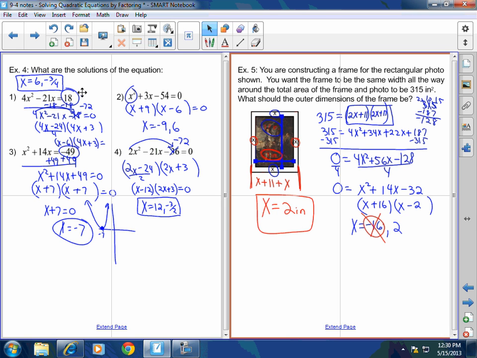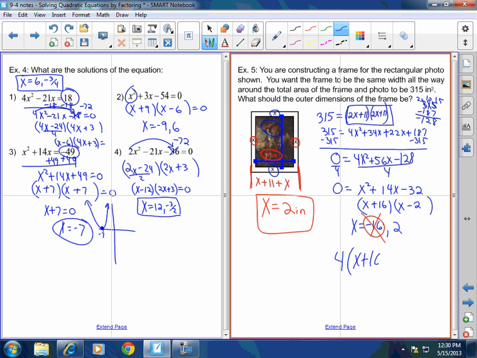Okay, the 4 I just factored out. If I would have had that 4 out here, if I had 4 times x plus 16 times x minus 2, let's say I didn't factor it out. I got to set 4 equal to 0. Is that possible? No. So you could just divide that out.